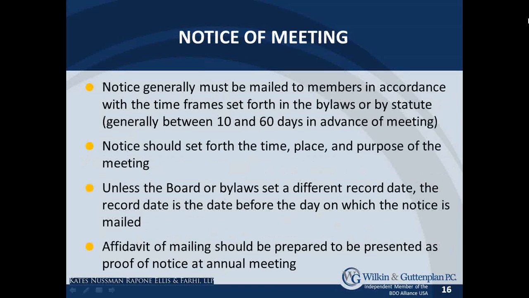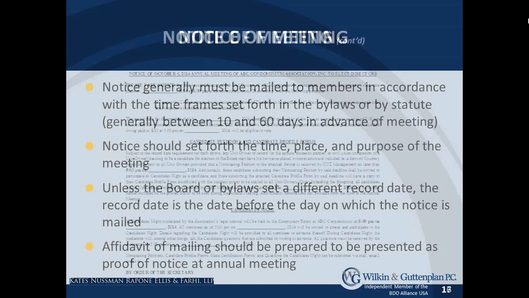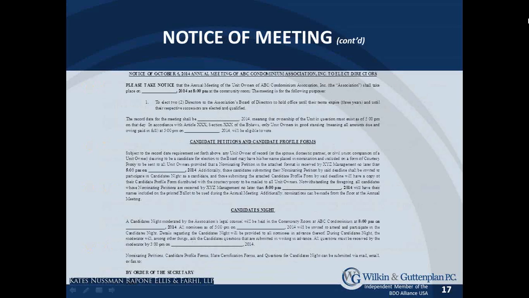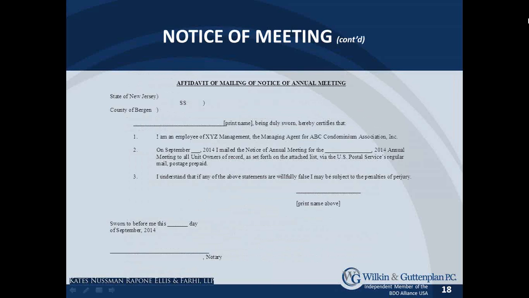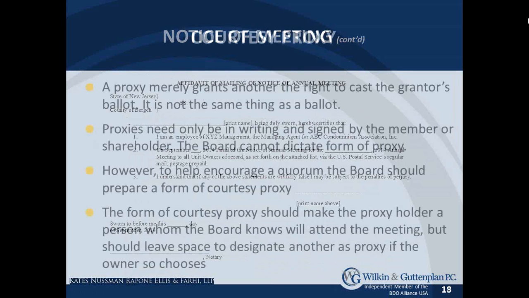Notice of meeting, I mentioned it has to be mailed within a certain time frame. We talked about the record date earlier. One of the things you want to do is have an affidavit of mailing prepared by your manager or your secretary or whoever does the mailing, to have that record that it was mailed on a particular date, so that you can present that at the annual meeting as proof of notice of mailing. I've included a sample notice of meeting form that sets forth the type of form that we might use in a particular association. This is a sample affidavit of mailing, pretty straightforward.